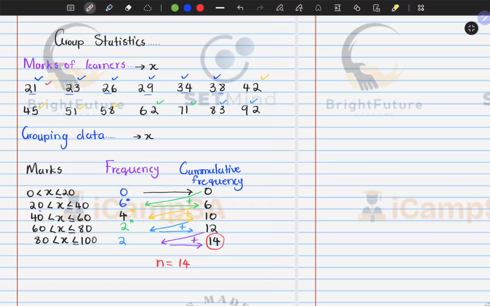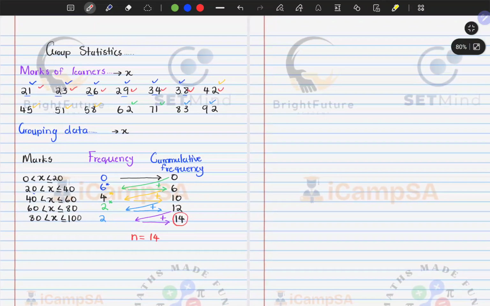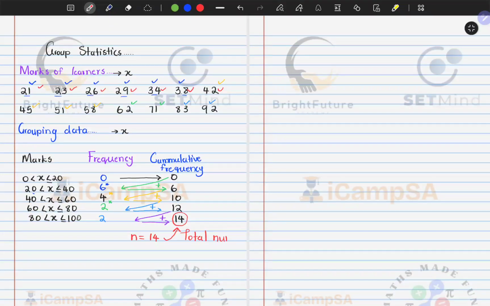If you observe carefully, 1, 2, 3, 4, 5, 6, 7. 7 by 2, that becomes 14. So the last number that is always there speaks to n, which is the total number of data points. So that is how we deal with our cumulative frequency.